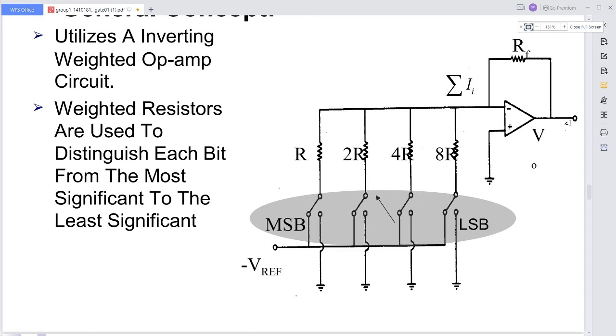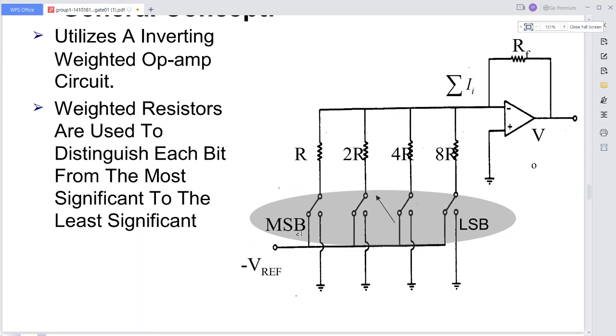If the binary input to a particular switch is 1, it connects the resistance to the reference voltage. Just now I have explained, if the bit is 1, then the switch will be connected to the reference voltage. It is going to carry the current, such that it is capable of generating the output, that may be voltage or current. And if the input bit is 0, the switch connects the resistor to the ground, so that nothing will be carried.